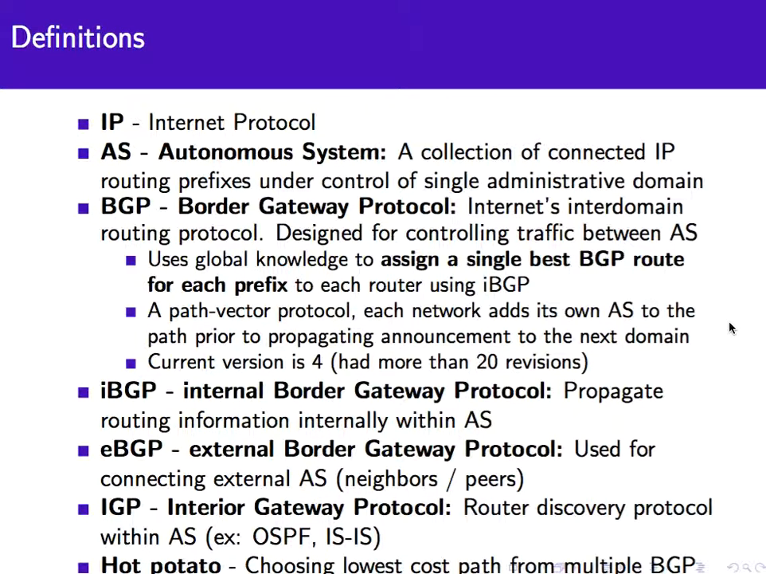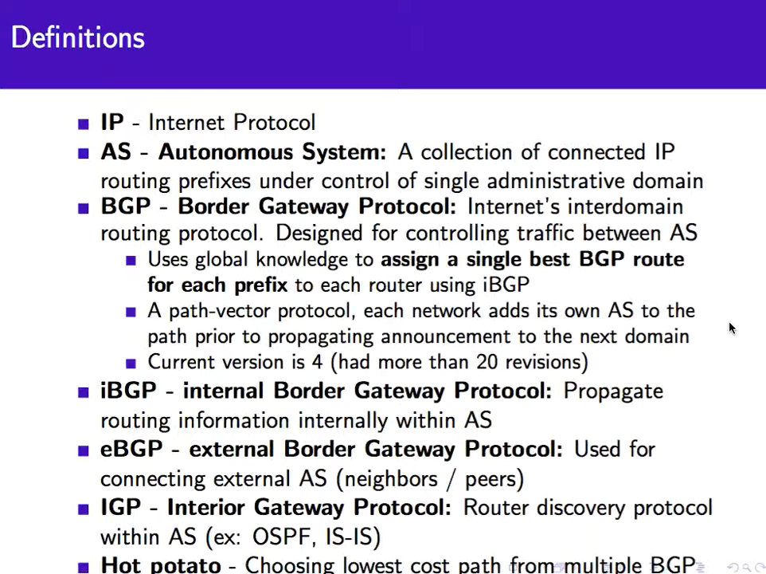So before we get into this presentation, I'd like to go over some of the definitions. IP stands for Internet Protocol. AS stands for Autonomous Systems. Basically, an autonomous system is a collection of connected IP routing prefixes under control of a single administrative domain.